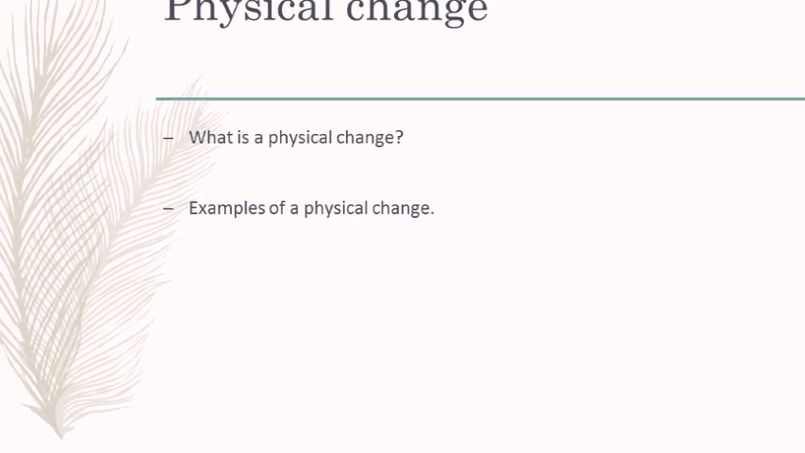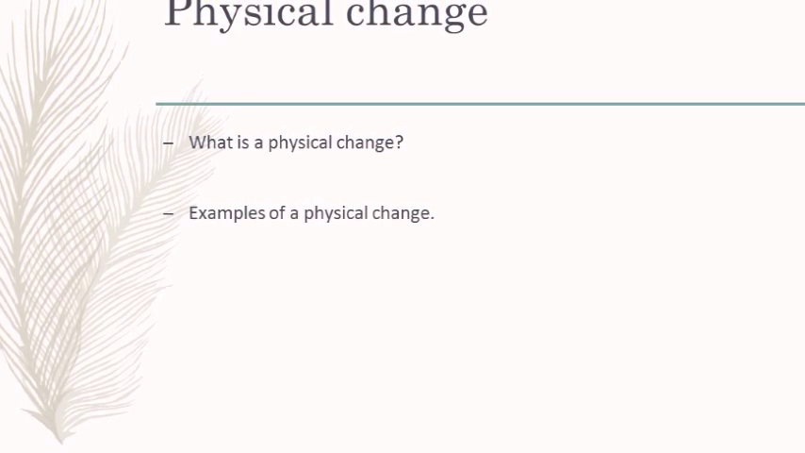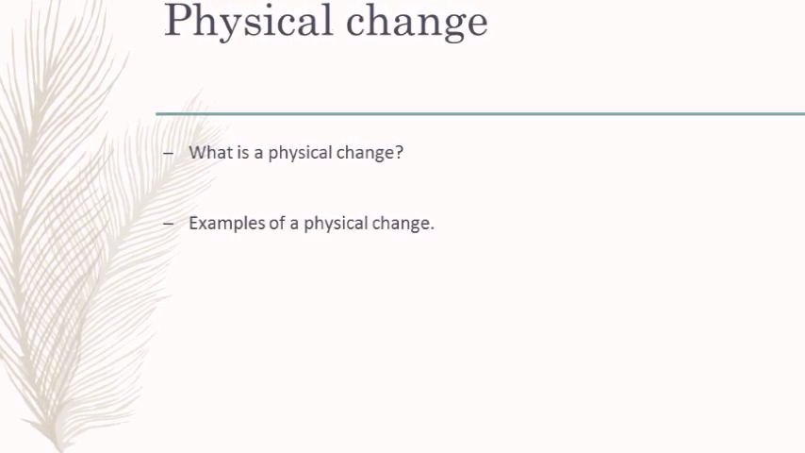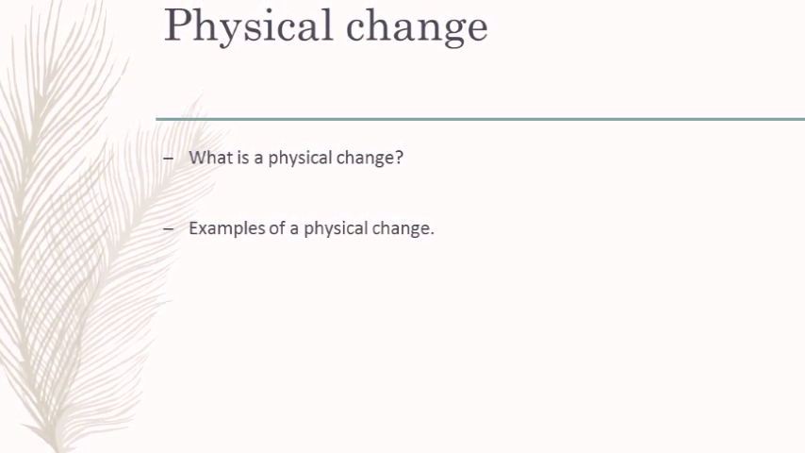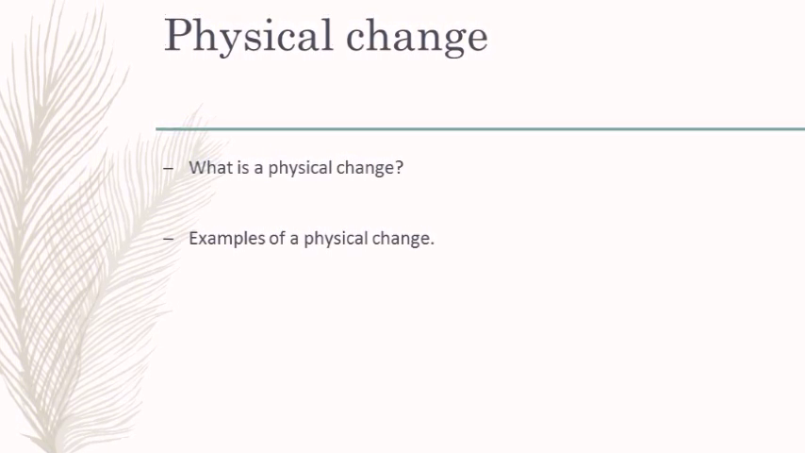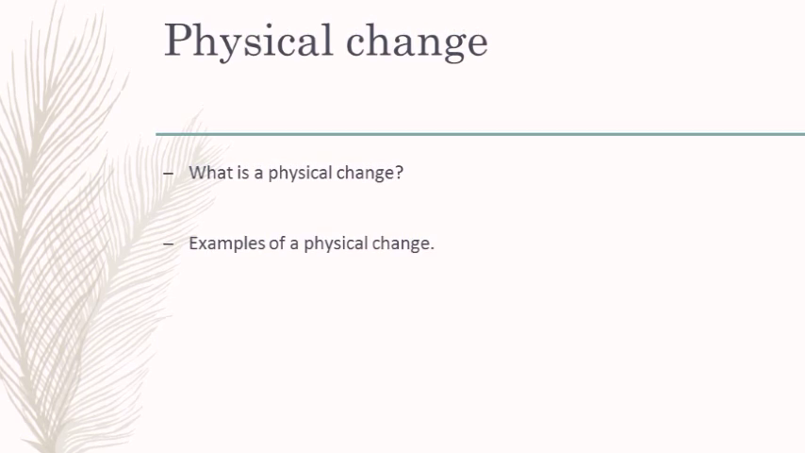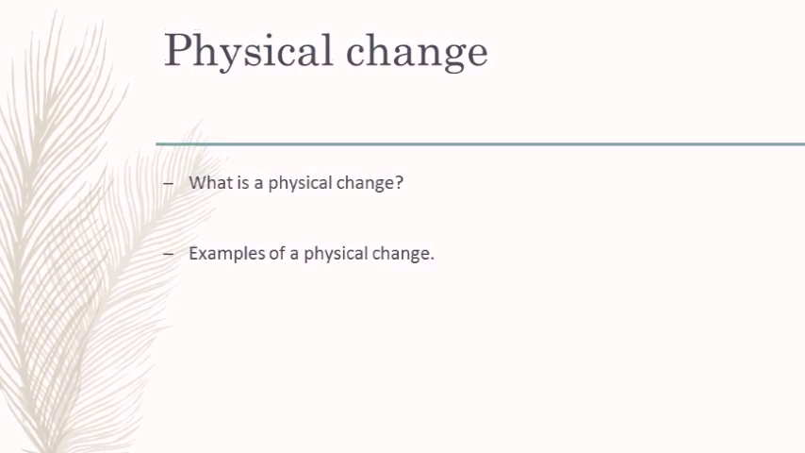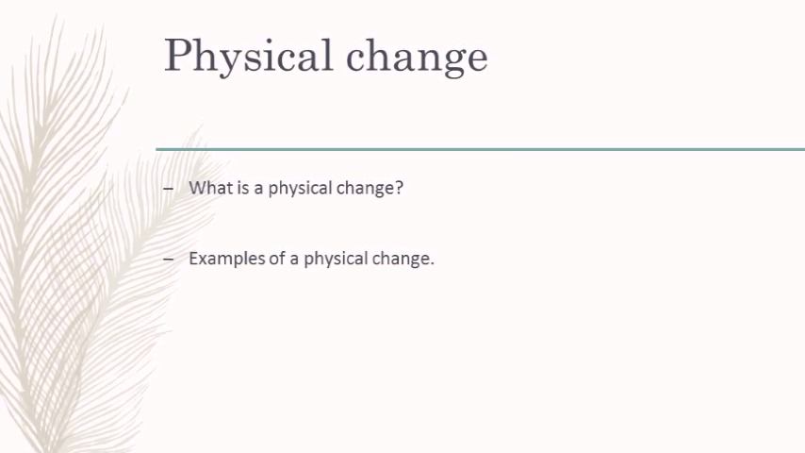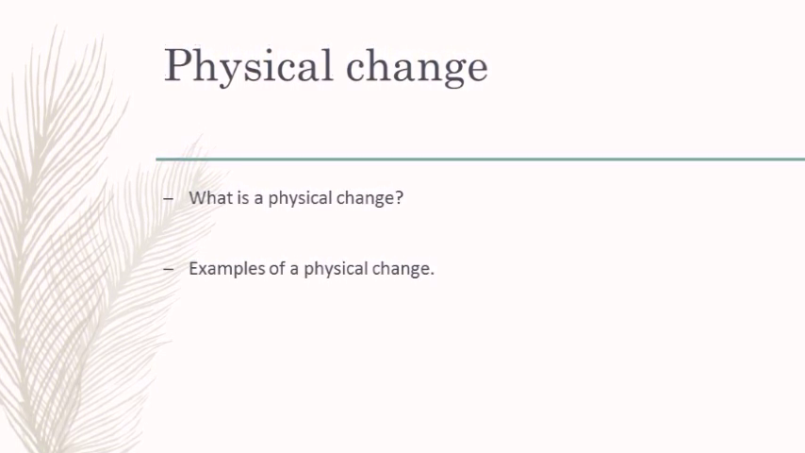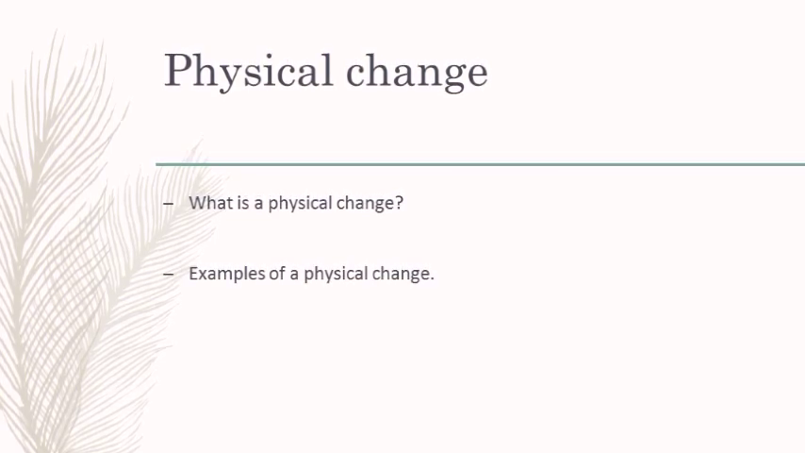What is a physical change? A physical change is a reaction that can be reversed. This type of change does not create a new substance. Some keywords to listen out for to know that it is a physical change are boil, freeze, melt, condense, break, split, grind, cut, crush, and bend. Now we will look at a few examples of a physical change.